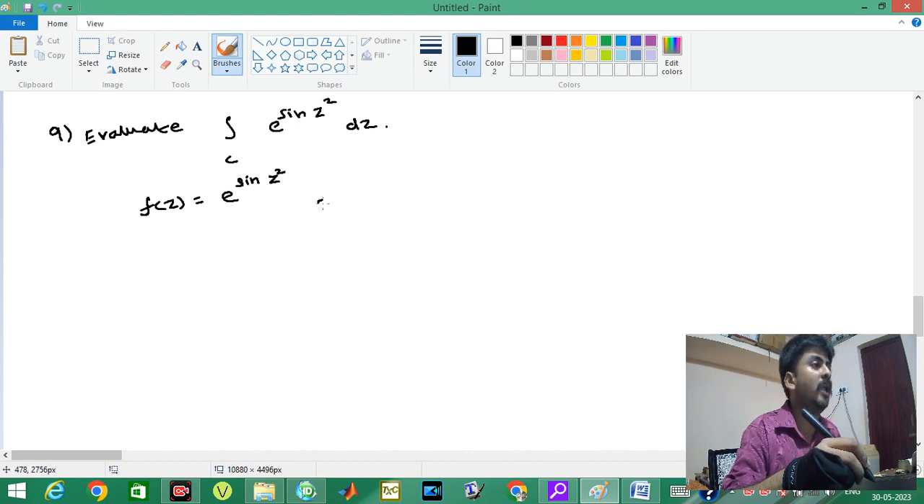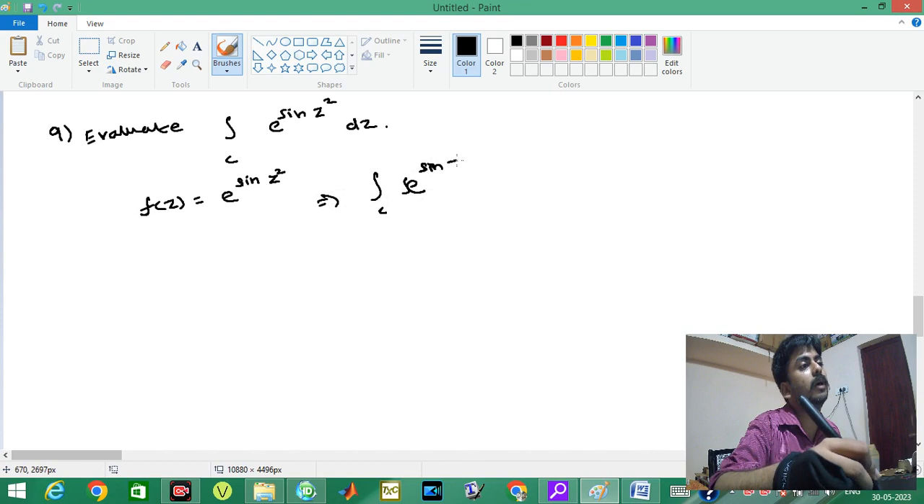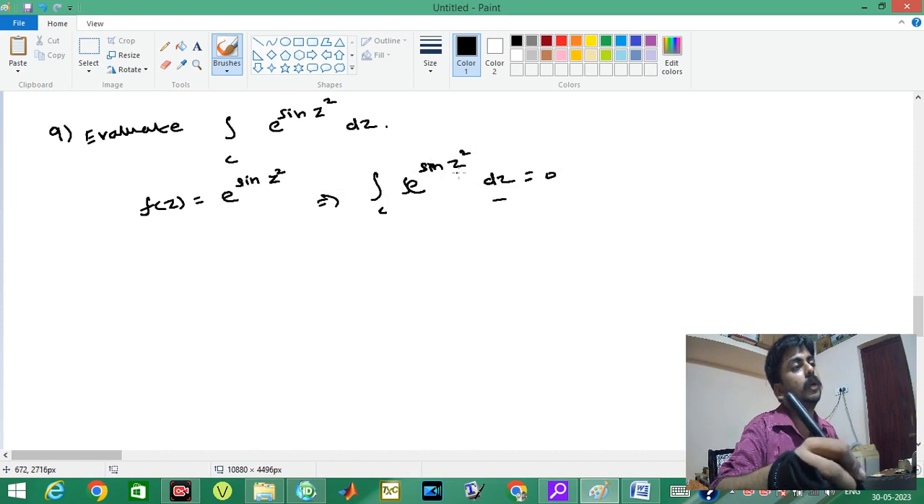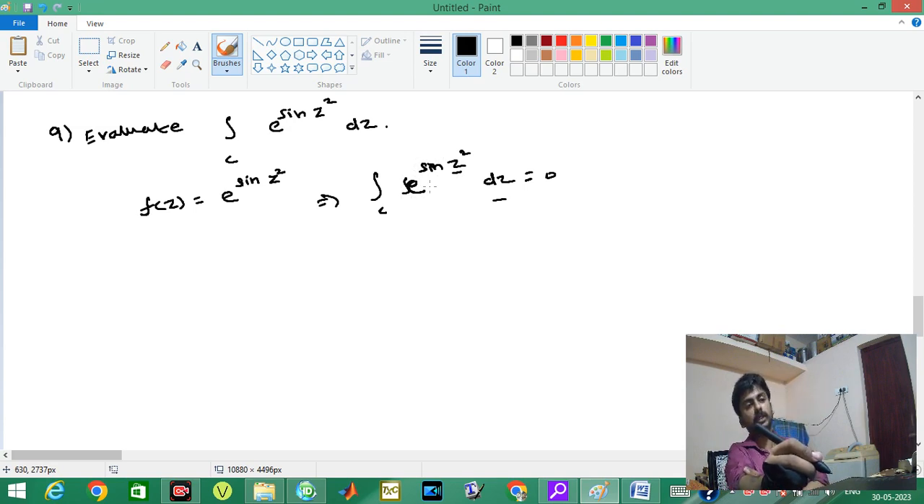Therefore, by Cauchy's integral theorem, the integral over C of f of z dz equal to 0, that is, e power sine z square dz equal to 0. You have to write this dz, you have to write this z square, substitute it with sine, and take the exponential for that. The exponential function and trigonometric functions are related.